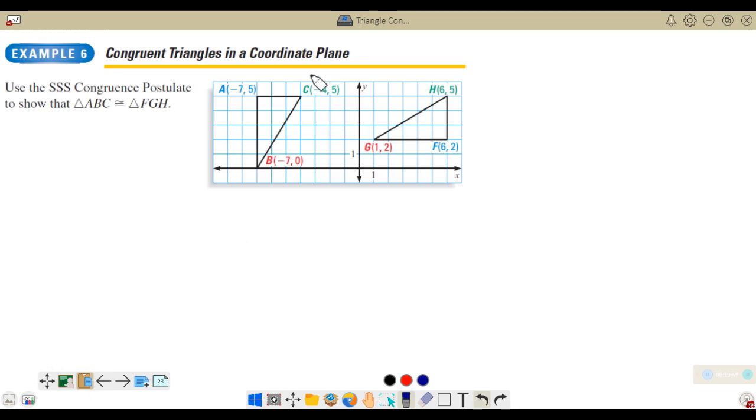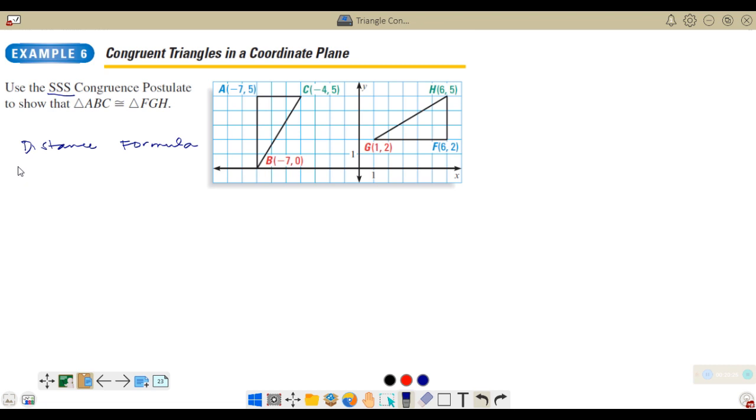We have example 6. Congruent triangles in a coordinate plane. So we have to use the SSS Congruence Postulate to show that the two triangles ABC and FGH are congruent. Okay. Defined na naman. SSS. So all we have to do is to find the measurement of the sides for the first triangle and for the second triangle. So, ang pinakang gagamitin natin dito ay distance formula.